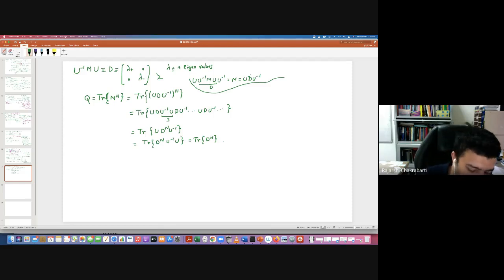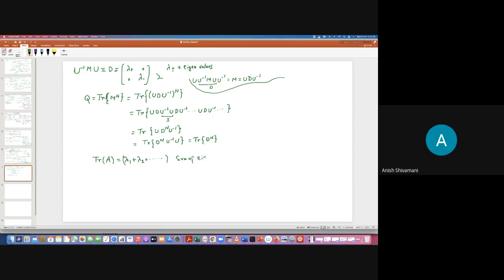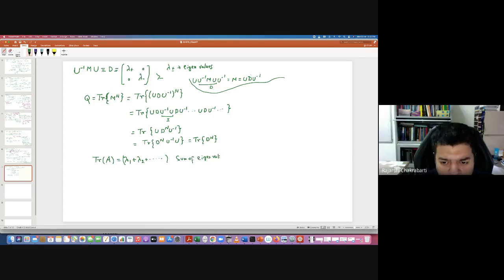Now I'll ask you a small question. I think you should know from your matrix algebra or linear vector that if I have a matrix A, the trace of matrix A is the sum of eigenvalues, no? Yes, sir. It's also true for non-diagonal matrices. In that case, you have to diagonalize and then do it.